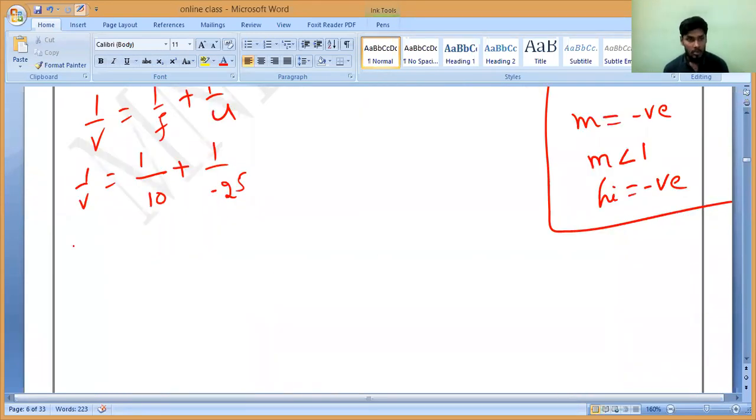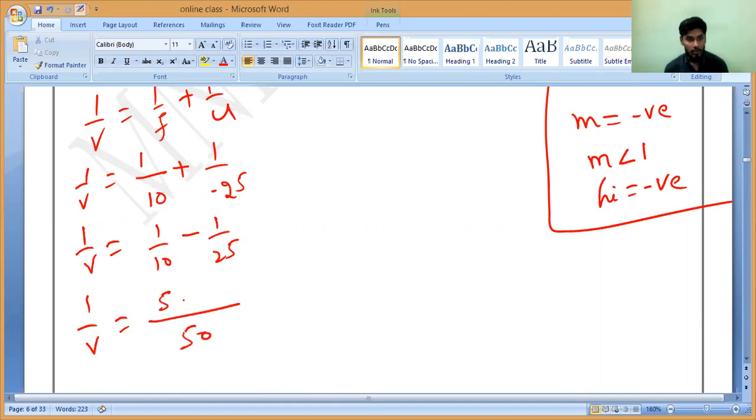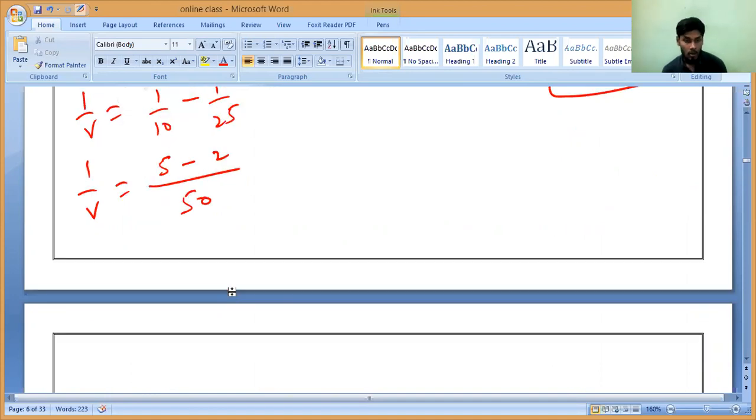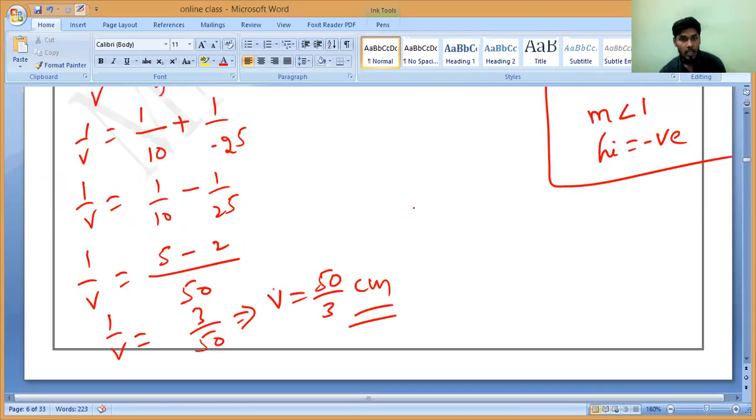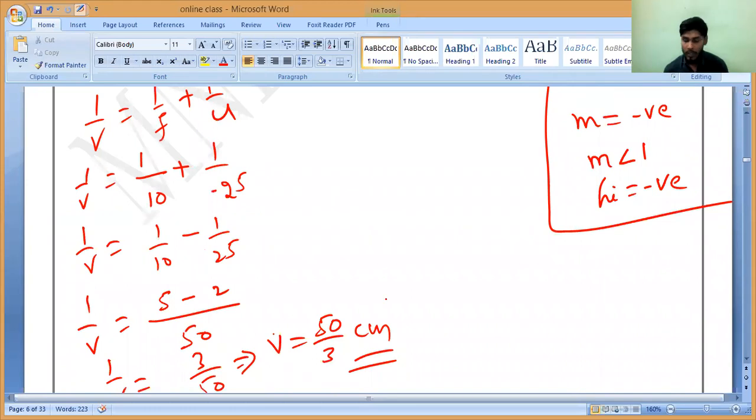Please tell me. So 1 by V is equal to 1 by 10 minus 1 by 25. The LCM is 50. So now 1 by V is equal to, LCM is 50, so here 5 minus 2. So now 1 by V is equal to 3 by 50, is it yes or no? Which gives V is equal to 50 by 3 centimeter. So keep V like this only. So definitely what is the value of V?